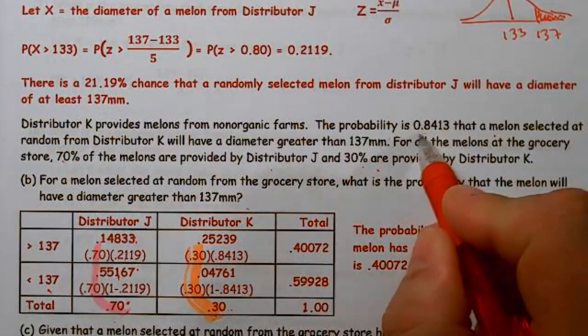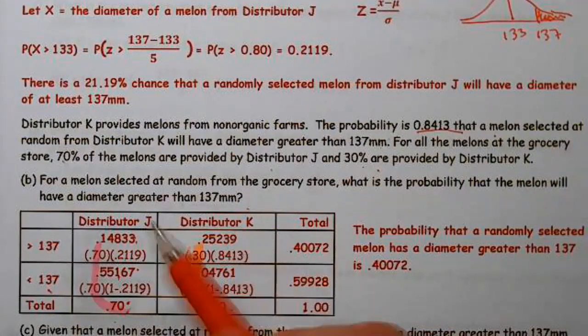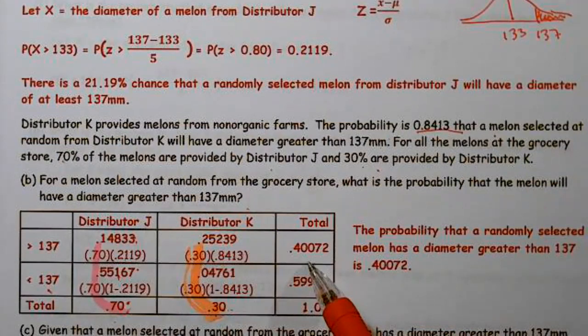They told me the probability from K is 0.8413, so I just write that here, and 30% of them come from K, so 30% times this gives me this. And this is just 1 minus that. Multiply those, and when I add these two as my check, they also sum to 0.30. If I sum across, I get 0.40072. Sum across, I get 0.59928. Add these up. They should also sum to, and they sum to 1.